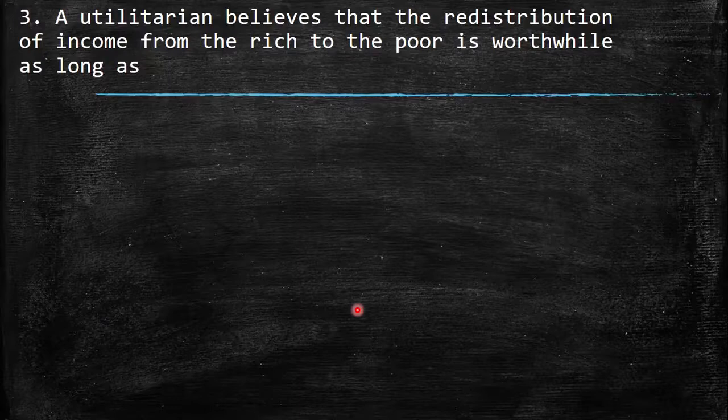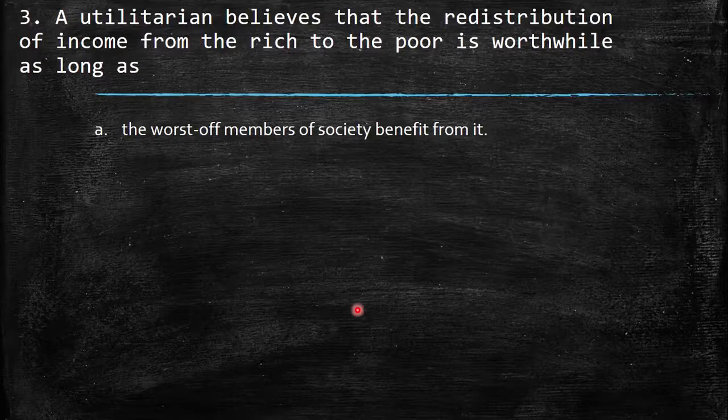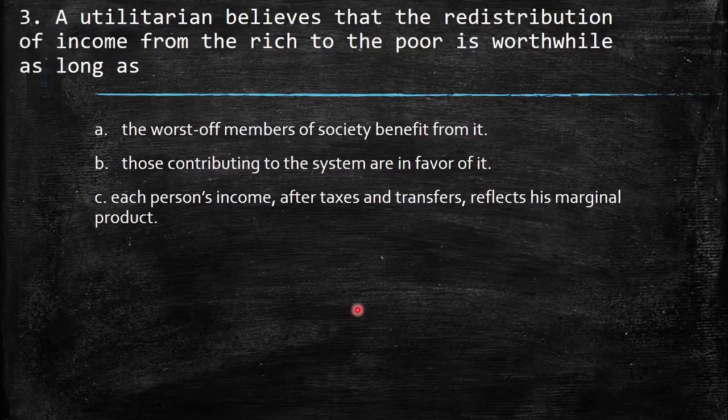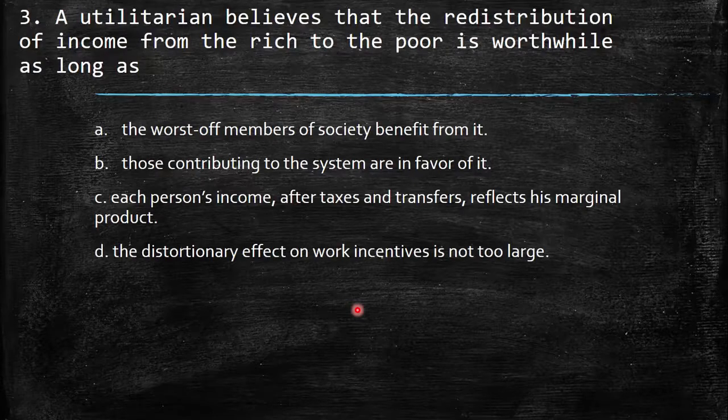A utilitarian believes that the redistribution of income from the rich to the poor is worthwhile as long as the worst-off members of society benefit from it, those contributing to the system are in favor of it, each person's income after taxes and transfers reflects his marginal product, or the distortionary effect on work incentives is not too large. So the idea of utilitarianism could be intervention by the government up to a certain point. This certain point was identified with the example that we saw throughout the book, the leaky bucket.